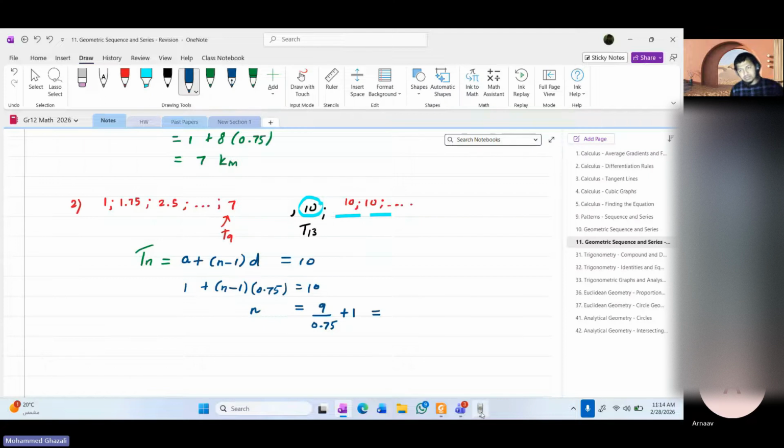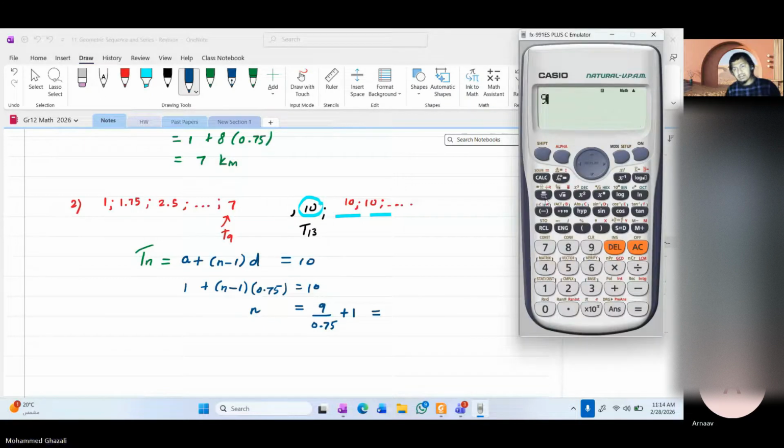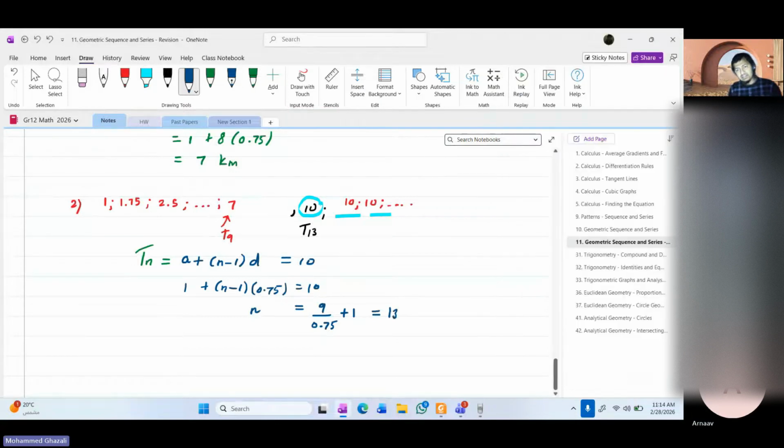So n is equal to 9 divided by 0.75, right? 12, and then add 1, 13th, right? Because remember how I worked this out was we're adding 0.75 until we get 13, right? So we know on the 13th run. So what is the sum to 13?